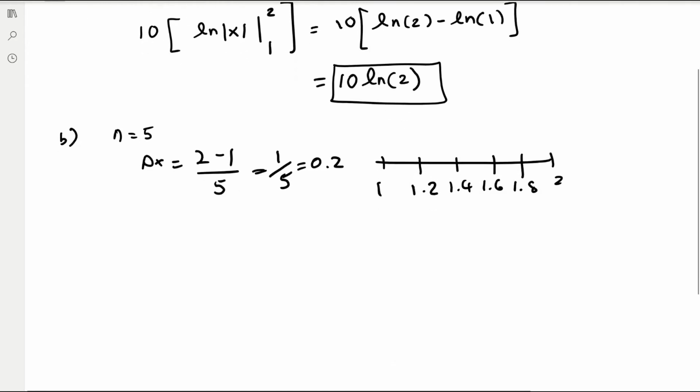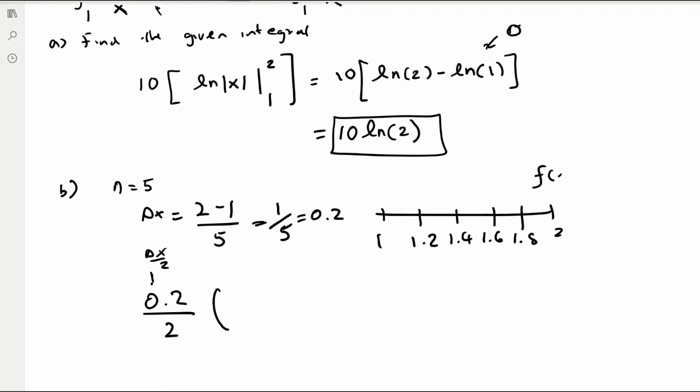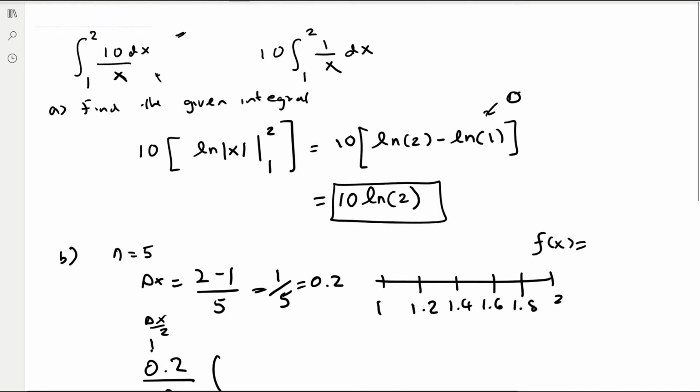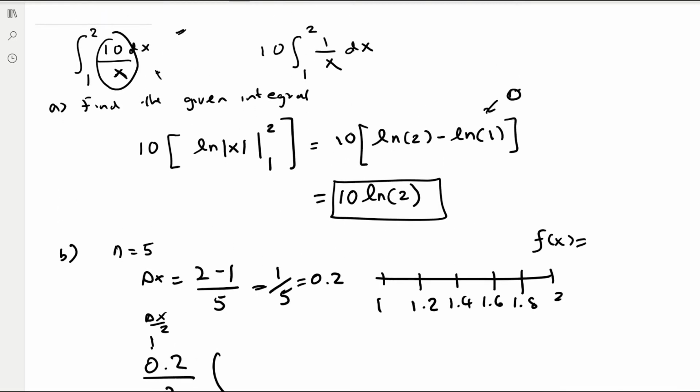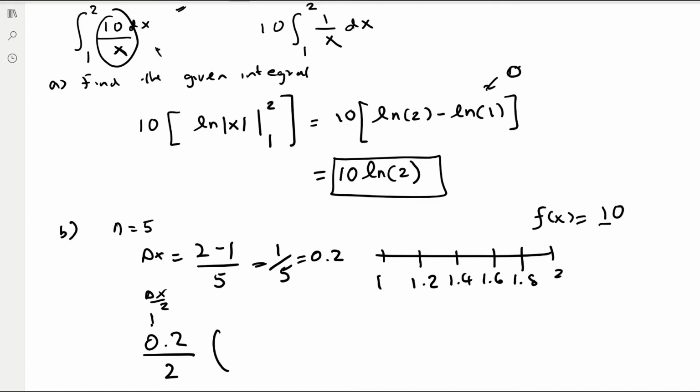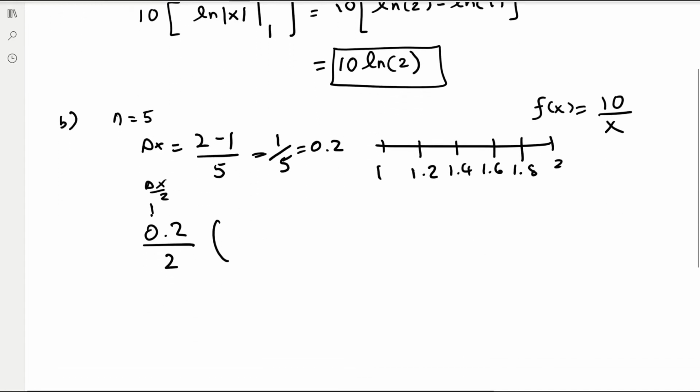Then it's just using the trapezoidal rule formula. So it's delta x over 2, so 0.2 over 2, that's coming from the formula, times the function. Now the function is, remember, 10 over x. Maybe you have forgotten the 10 in your calculations. I don't know, maybe that's the mistake that you made.